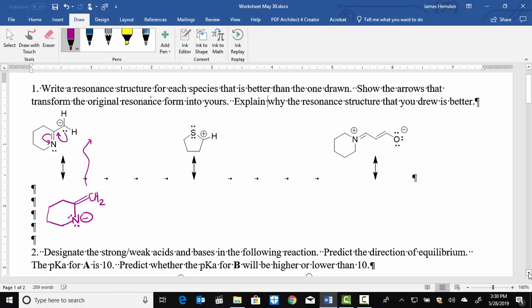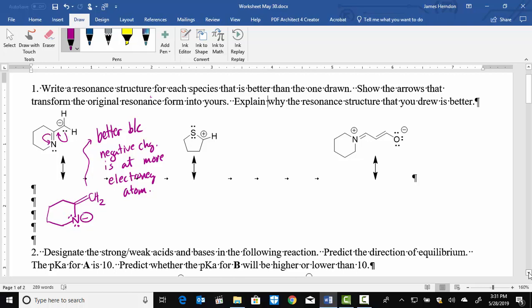This one is better because the negative charge is at the more electronegative atom. Okay, so nitrogen's more electronegative than carbon, and therefore nitrogen could hold the negative charge a little better.